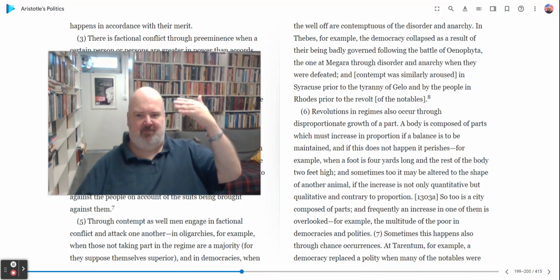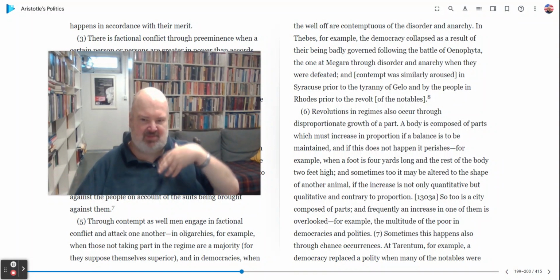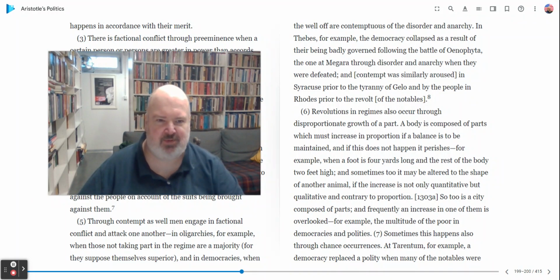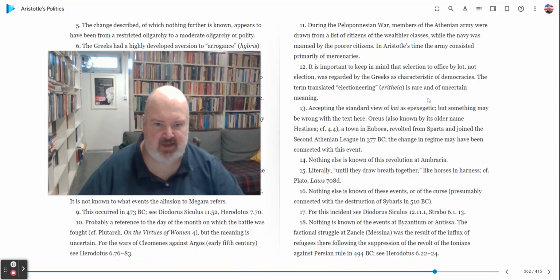In other words, the powerful have contempt for the many, and this is an aspect of this. Also, in Thebes, for example, democracy collapsed as a result of their being badly governed following the battle of Oenophyta, and the one at Megara through disorder and anarchy when they were defeated. And contempt was similarly aroused in Syracuse prior to the plot of the tyranny of Gelon, and by the people in Rhodes prior to the revolt of the notables.